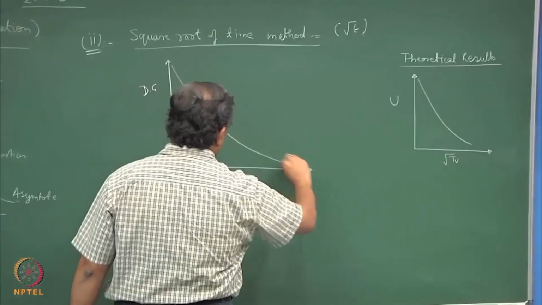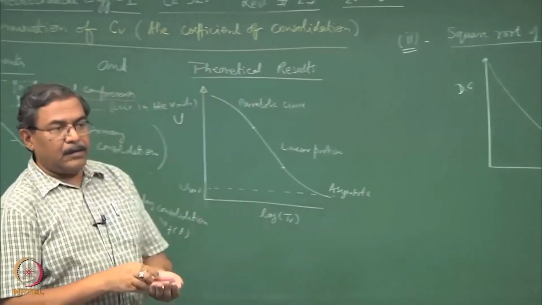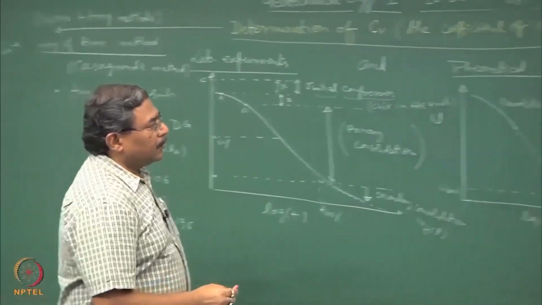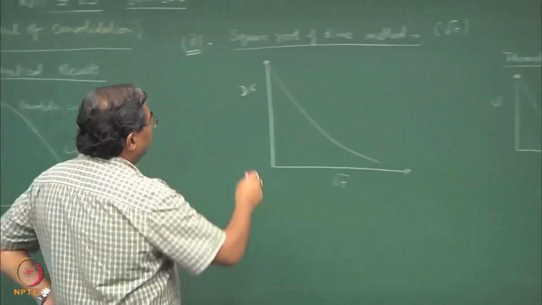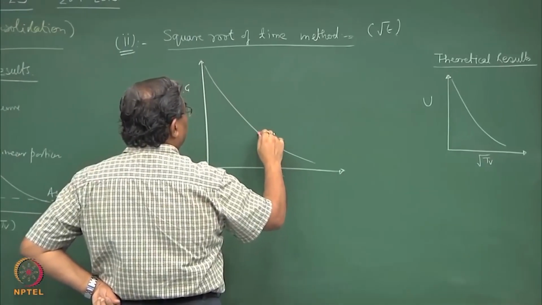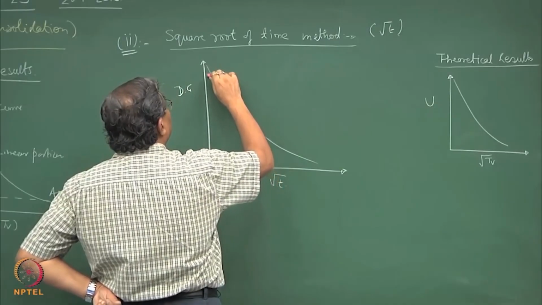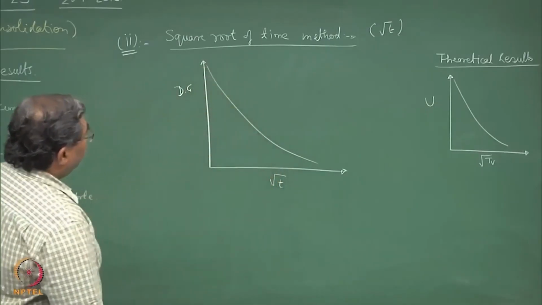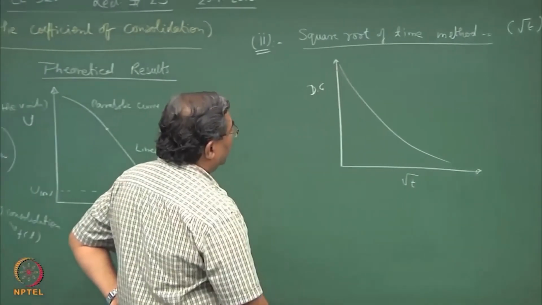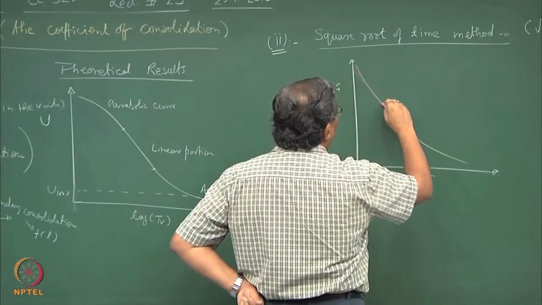If I have a relationship like this, which I get as per this method, the linear portion of the graph has to be extended back, wherever this cuts the dial gauge axis. All right, find out the slope of this line.